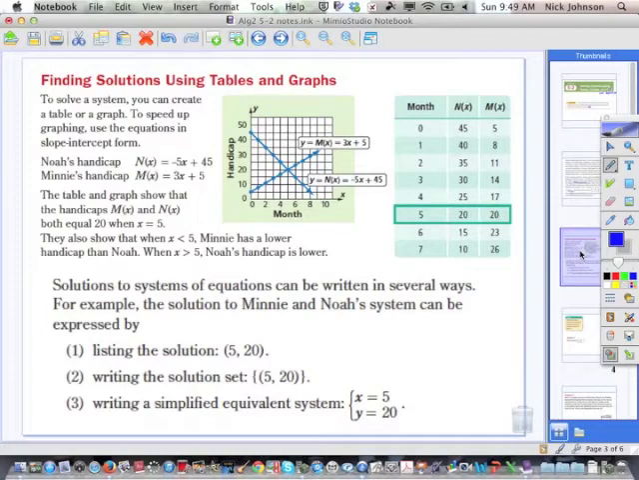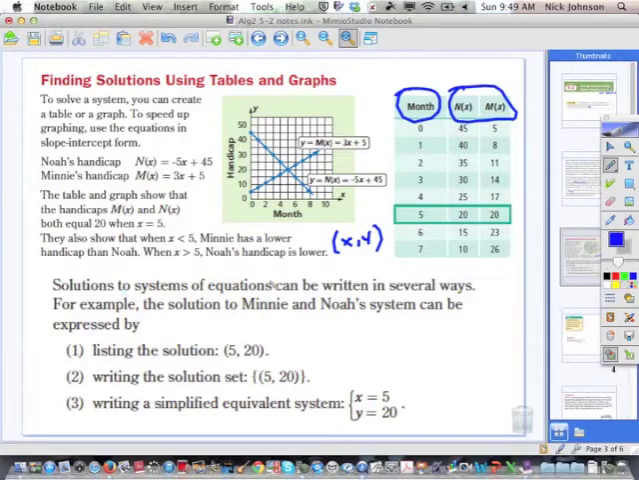How do you find solutions? Well, we just talked about that. You can use your graph, okay? Find out where they intersect. Bada bing, bada boom. And on your table, 5th month, 2020. Now, what's important is after you get your X and Y, you have to understand what it means. Okay? In this situation, my X was months, and my Y was what their handicaps were at that time. So, although you find that intersection point, you still have to know what it stands for.